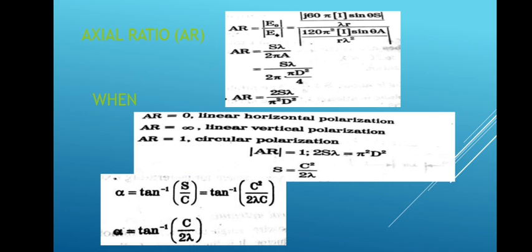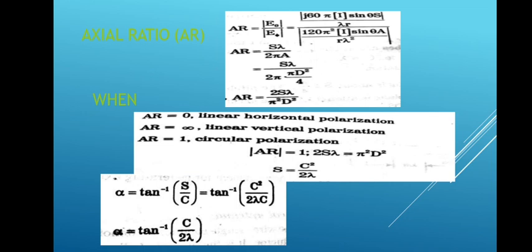Now for different values of the axial ratio: when AR equals 0, linear horizontal polarization will come. If the axial ratio is infinite, then we get linear vertical polarization. If the axial ratio equals 1, it gives circular polarization. The axial ratio equals 1 is possible only when 2 S lambda equals pi square d square; then the axial ratio comes to 1 and it gives circular polarization.